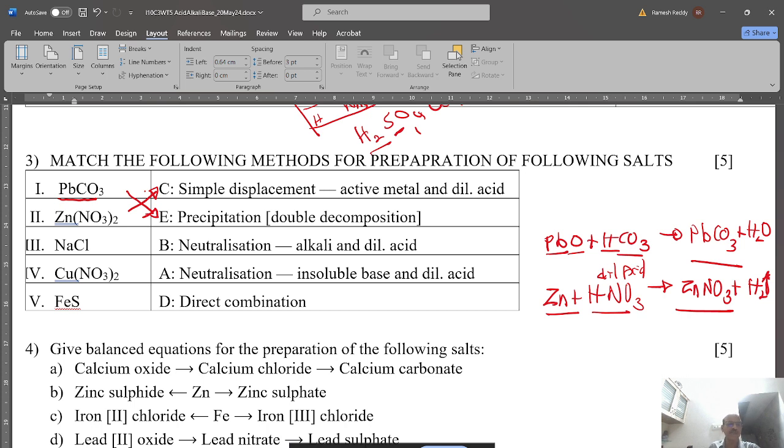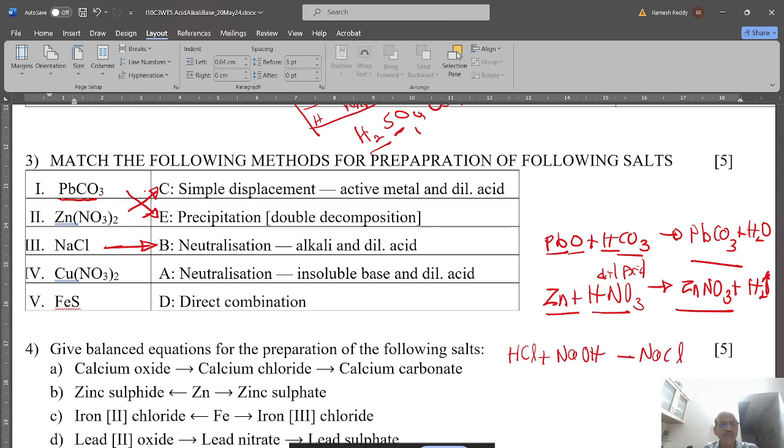Sir, in my textbook it's written as neutralization. No, it is not neutralization. Neutralization comes with the third one. Yes, sir, but in my textbook it's written as action of dilute acids on active metals, on carbonates and bicarbonates. Under that, no. For me, neutralization is like this one, the third one, because NaCl is always formed when you have an acid plus a base.